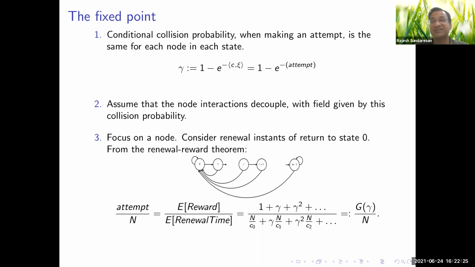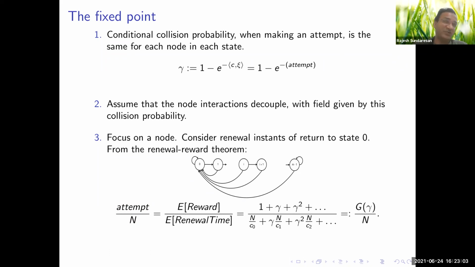So those are renewal instants, and we'll actually look at these renewal instants and use the renewal reward theorem to write down what the expected number of attempts for this particular node is. Now, the left side here, all the way here, is the expected number of attempts for this node. There I use symmetry, where I say that there is an expected number of attempts for the entire system. There's symmetry, so this particular node's expected number of attempts per slot is going to be 1 by n of that. So let's begin with that.